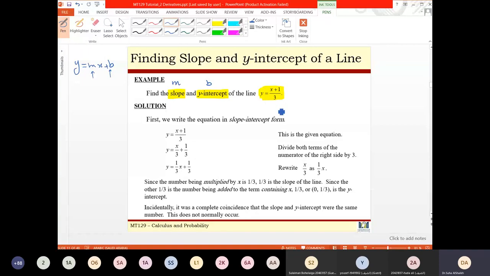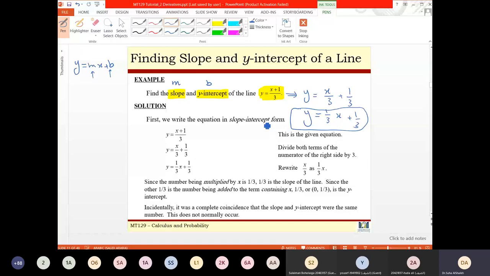Notice the equation is not in the standard form, so I have to put it into the standard form. This is y equals x over 3 plus 1 over 3. What does it mean now that you have x plus 1 over 3? It's x over 3, it's 1 over 3. This can be written as 1/3 times x plus 1/3. It's in the standard form now, right? You can see it. y equals something times x plus something, this we call the standard form.